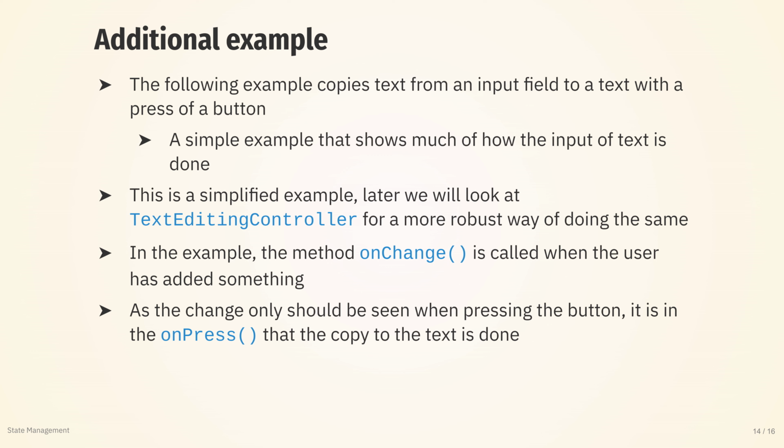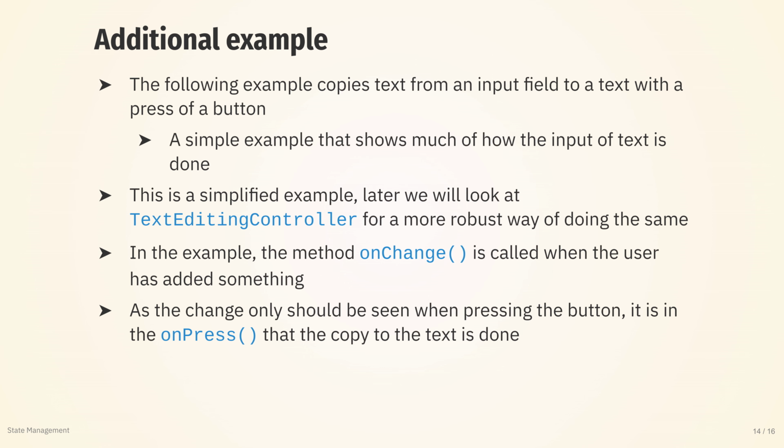We'll have one additional example where we are going to copy text from an input field with a press of a button. And this simple example will show much of how text input is done. We'll make it simple and just use a string. Later on, we will use text editing controller in order to do this in a more robust way, but we'll make it easy. We'll see the onChange for setting the variable, and then onPressed for the button. The onChange is on the text field, and then the onPressed for the button that we are going to use.